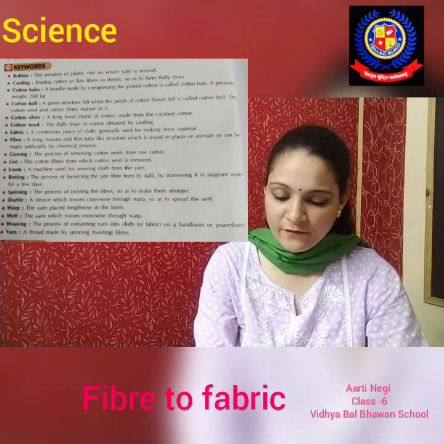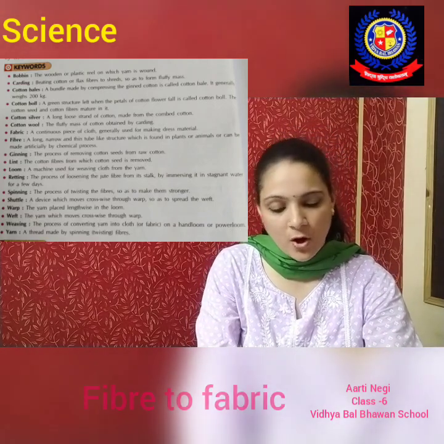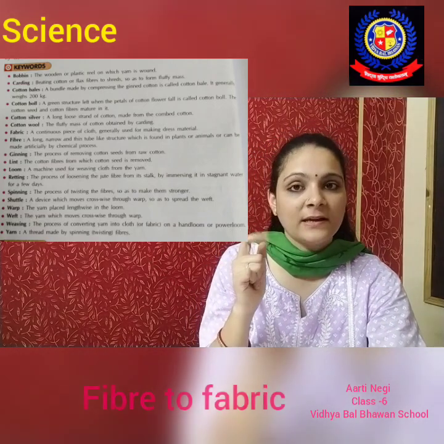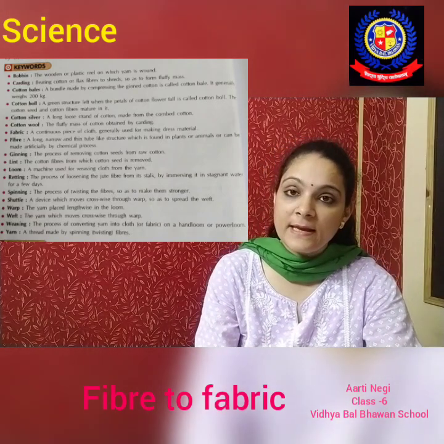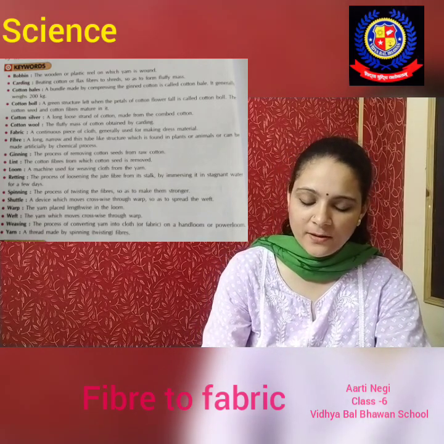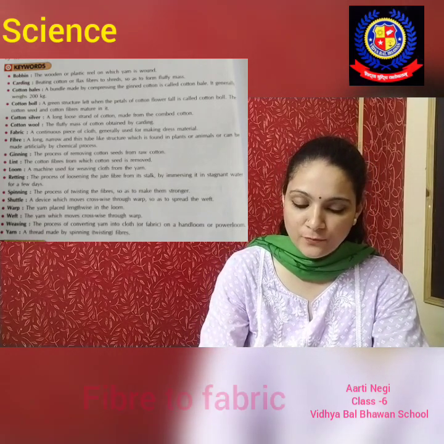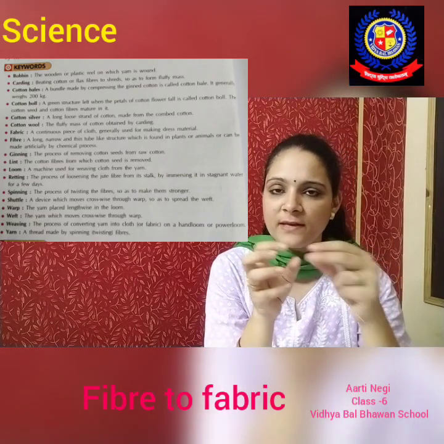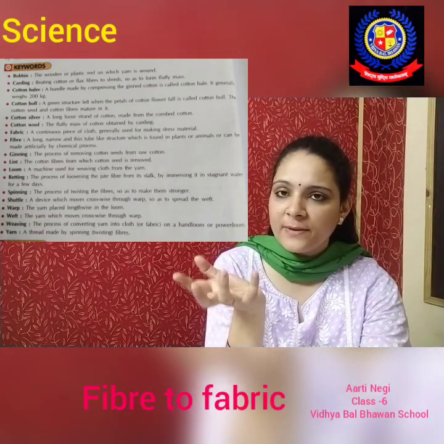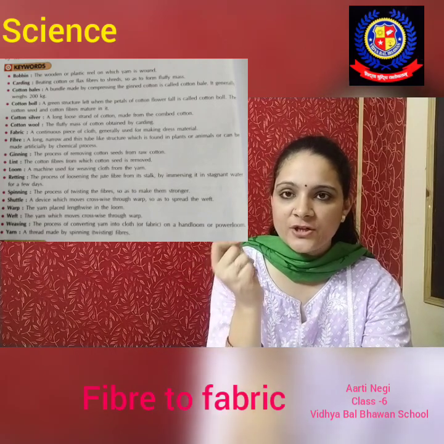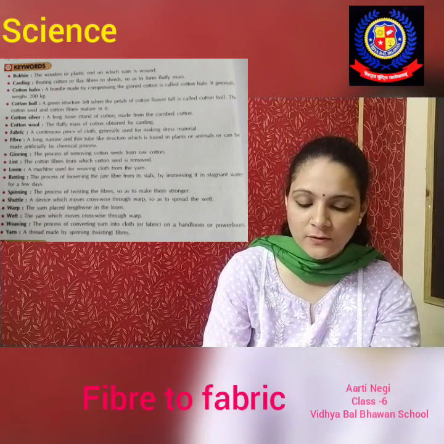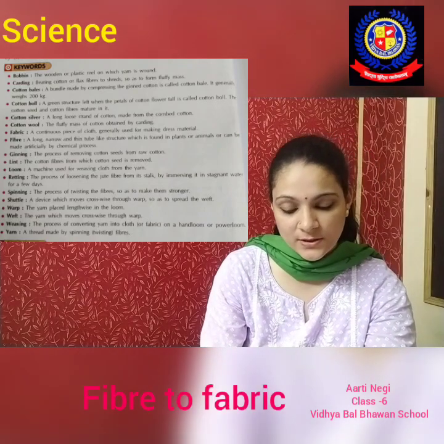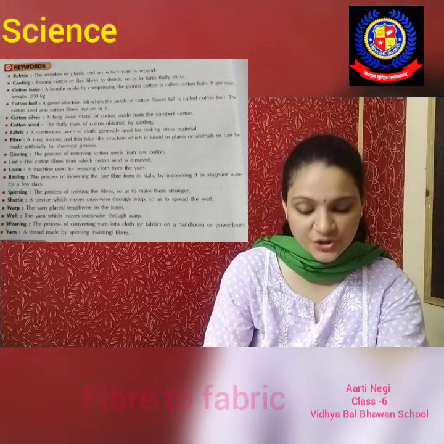Next one is the process of ginning. The process of removing cotton seed from the raw cotton is called ginning. I have shown you that process in my previous class. Next, lint: the cotton fiber from which the cotton seed is removed. After the process of ginning, when the seeds get separated, the remaining cotton is called lint. Next one is loom, a machine used for weaving cloth from the yarn. It is actually a machine.